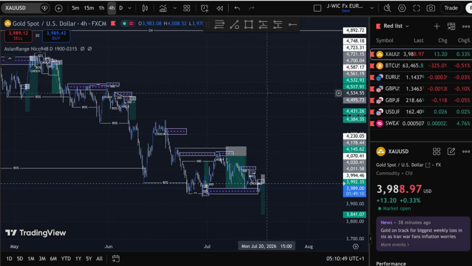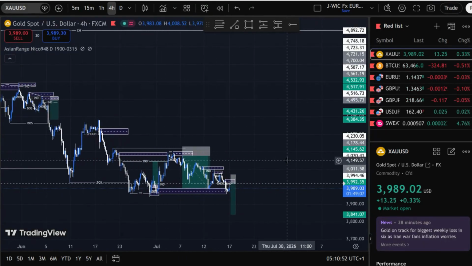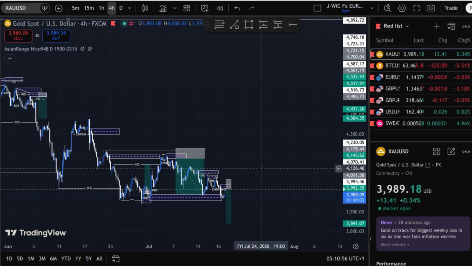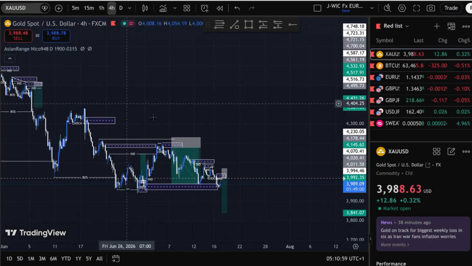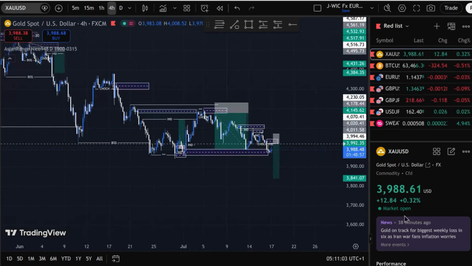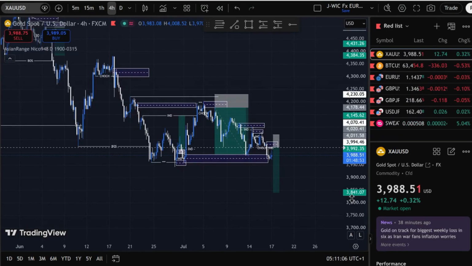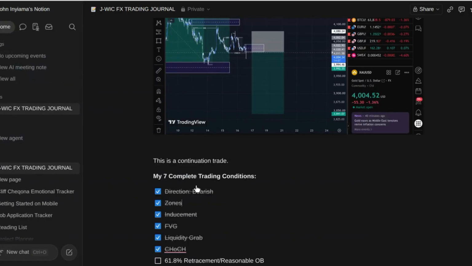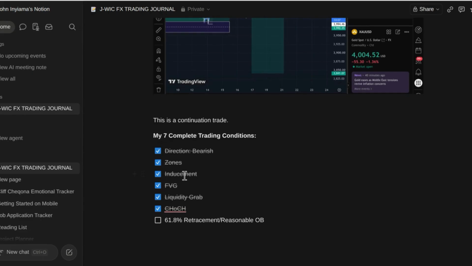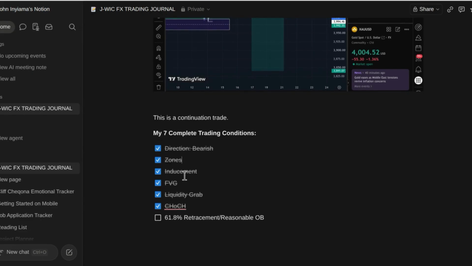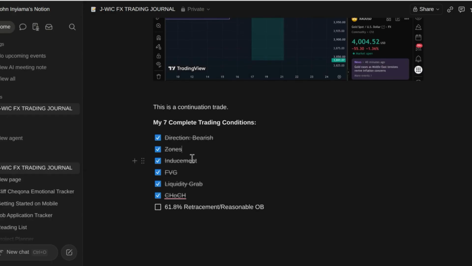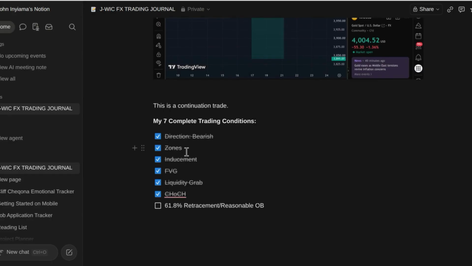All right, so now I have 7 complete conditions or confirmations before going into any trade. 7 confirmations. First of them is, what's the directional bias? We can see that gold is already bearish, and the next things are these zones. You know how we spot the zones, accumulations or ranges that will form a very good FVG. When you spot those zones, is there inducement? Is there an FVG there? All right, when you can see these things, then you know you're getting somewhere.